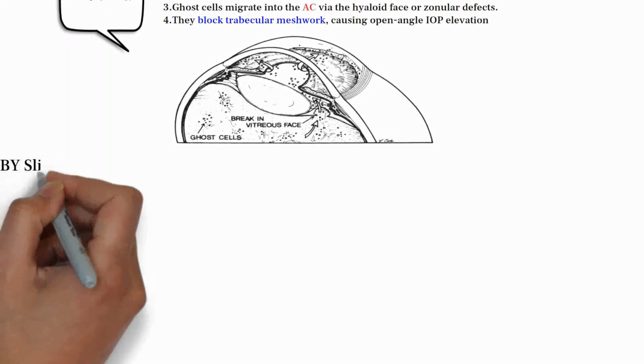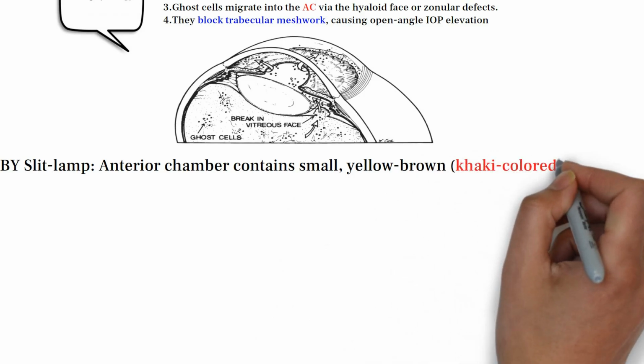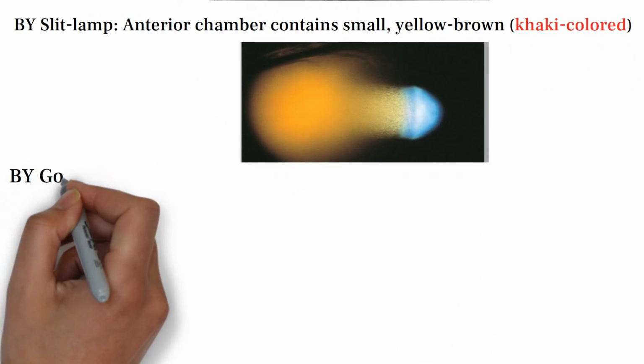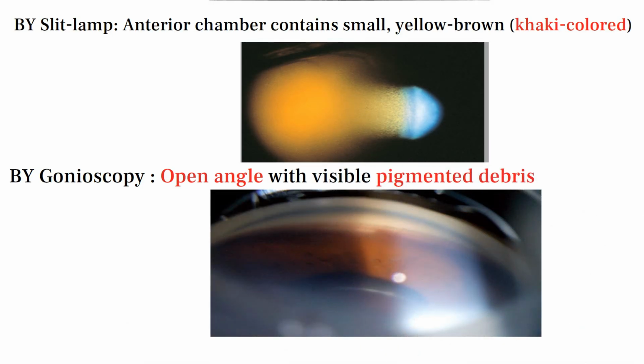On slit lamp, you may see tiny, yellow-brown refractile cells floating in the anterior chamber. Gonioscopy shows an open angle, sometimes with pigmented debris on the trabecular meshwork.